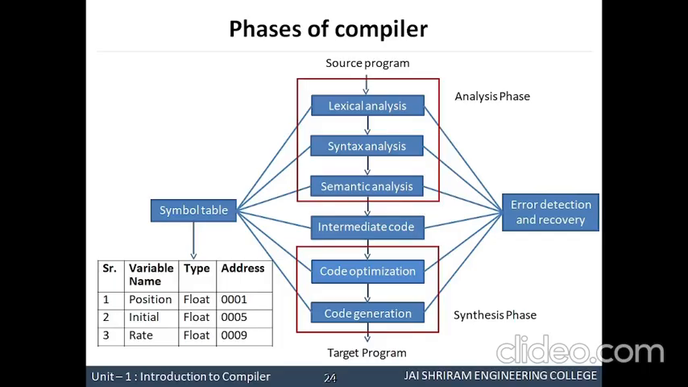machine code. The symbol table and error handling phases. The symbol table stores all identifiers with their type, scope of variable, and memory address. The error handling phase detects errors in each phase. A compiler, therefore, is not just a translator; it is an intelligent pipeline that gradually transforms a human readable program into optimized machine instructions. Thank you.